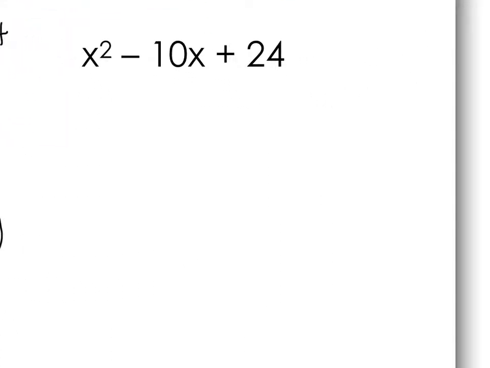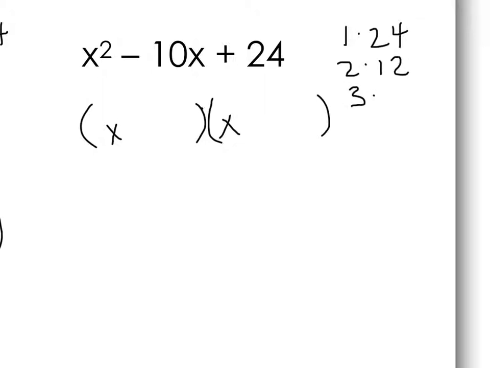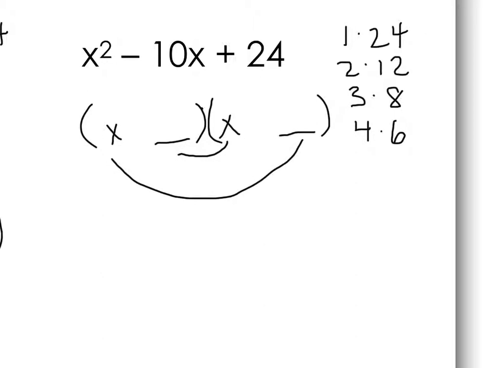Let's factor this problem. We know it's x and x. That gives us x squared. 24 could be 1 times 24, 2 times 12, 3 times 8, 4 times 6. Now, we want to put the numbers here and here so that when we multiply, we get a positive 24. And we want the inside and the outside to combine to give us negative 10x.